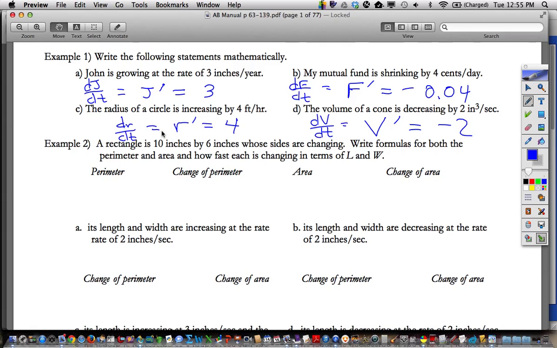We didn't have any x primes in these problems, in the optimization, but in these problems, we are going to have J primes, R primes, H primes, V primes, C primes. We're going to have it all over the place because we're doing implicit differentiation. Everything's with respect to time. Look at years, hours, days, seconds. Everything is rates with respect to time when we do these related rate problems. So they're all implicit differentiation.